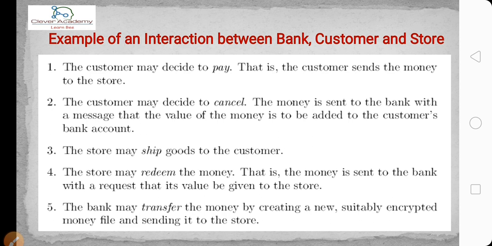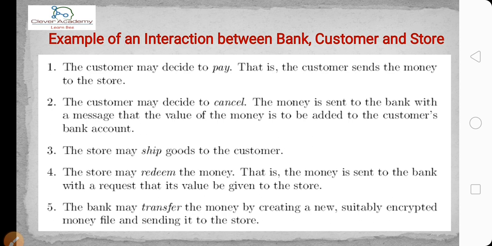The first rule: the customer may decide to pay. That is, the customer sends the money to the store. It means I want to buy something, so to buy that particular item I decide to pay, and the customer sends that money to the store. That's the first rule. Second, the customer may decide to cancel. The money is sent to the bank with a message that the value of the money is to be added to the customer's bank account.